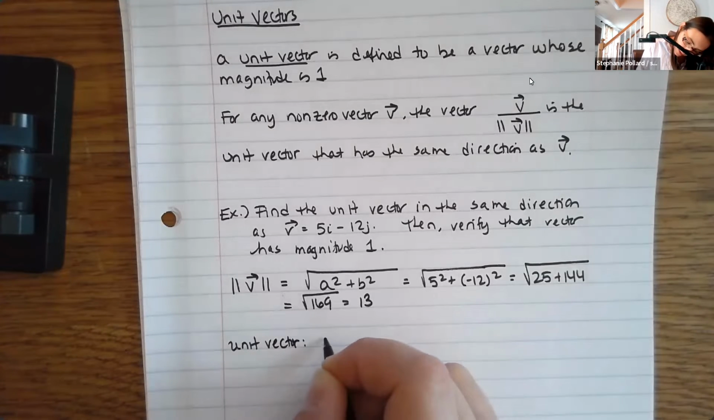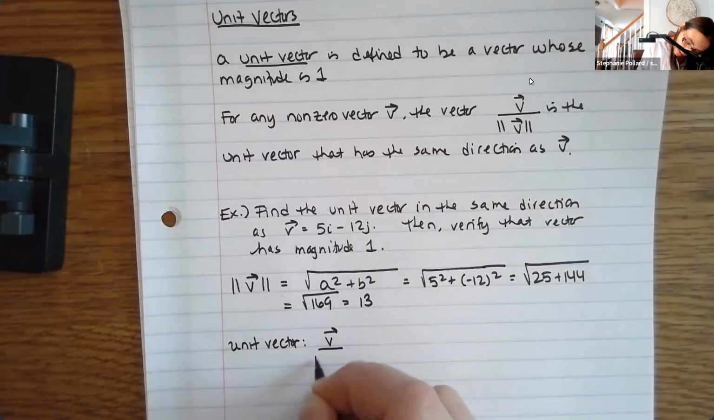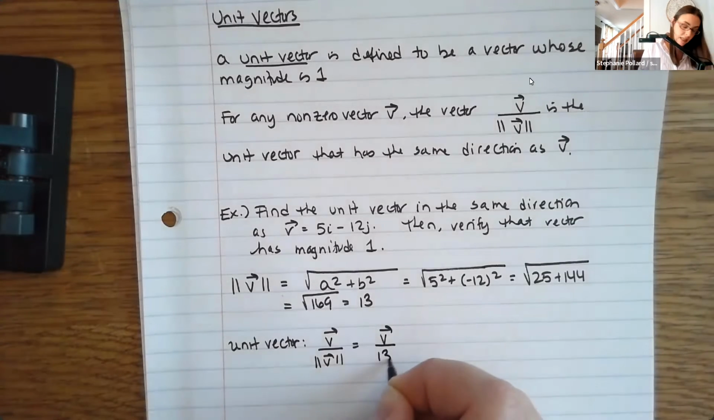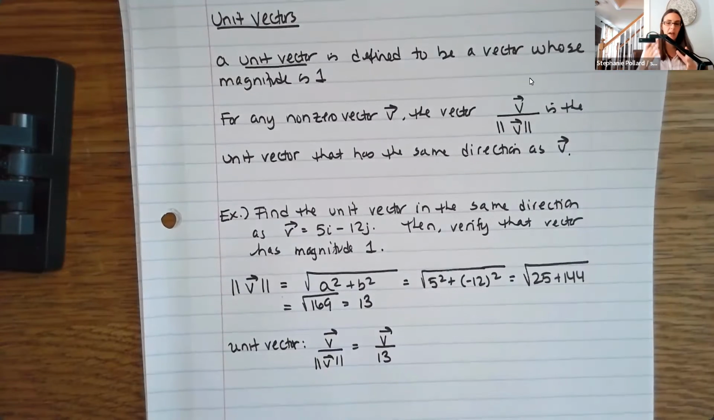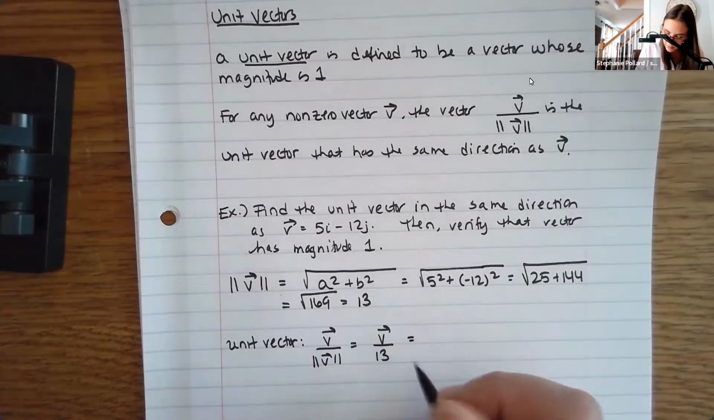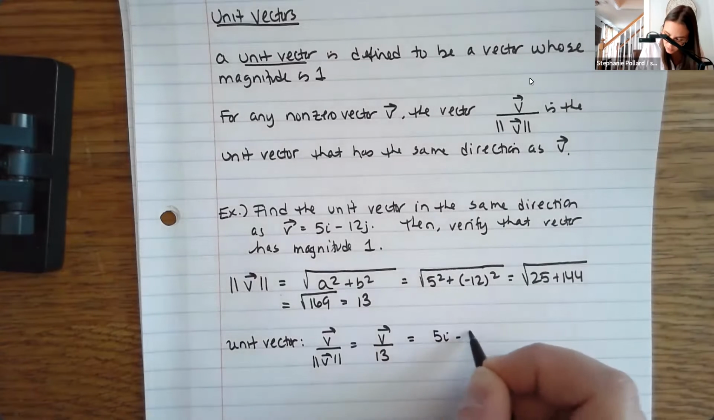So the unit vector we're looking for is going to be the original vector divided by this magnitude. So it's going to be the original vector divided by 13. Now, when we think about dividing, we're going to divide each part. You want to think of it more like a scalar multiplier here of 1 over 13. My original vector was 5i minus 12j.